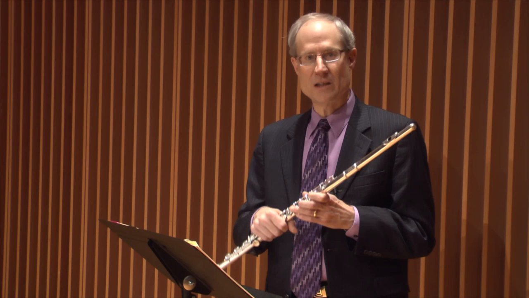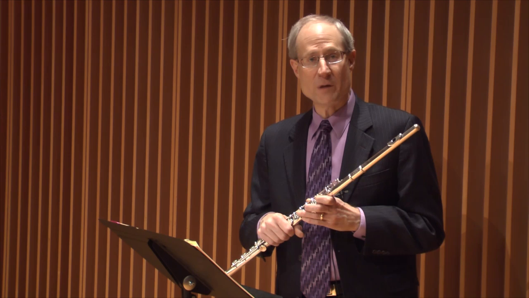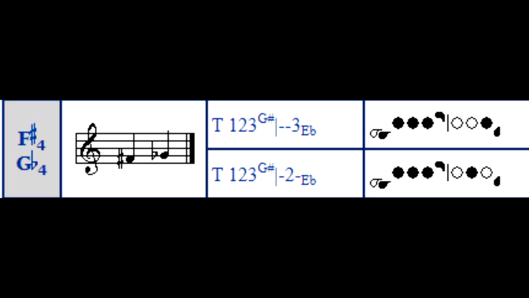So one common fault in the G major scale is using the wrong fingering for F sharp. And F sharp, the proper fingering is with thumb 1, 2, 3, and then the ring finger of the right hand and the pinky. And many young flutists use this middle finger, and the sound is not as good. I'll show you comparing.